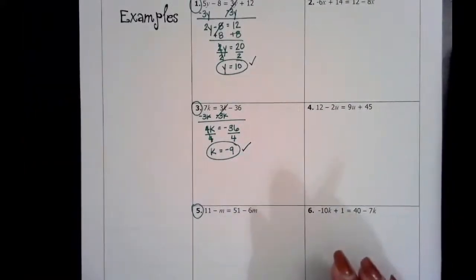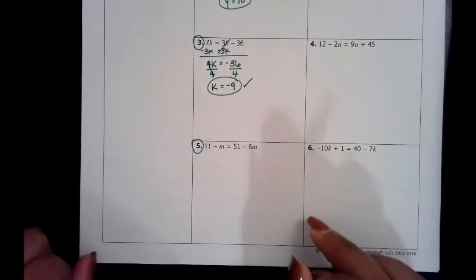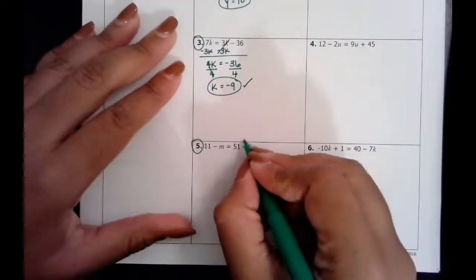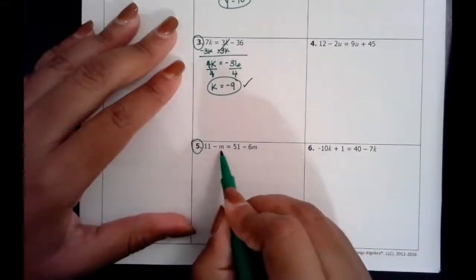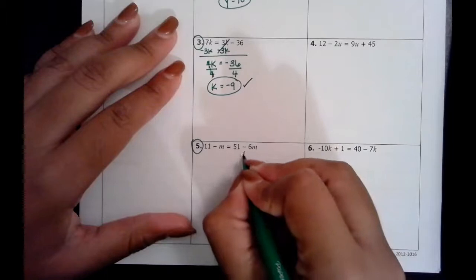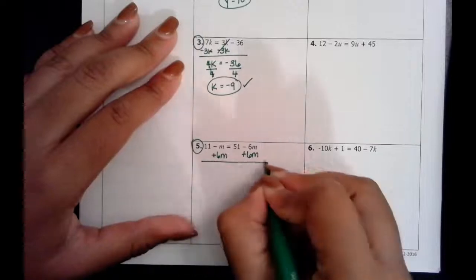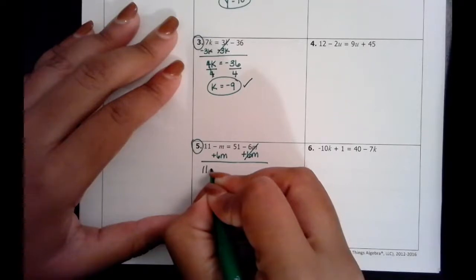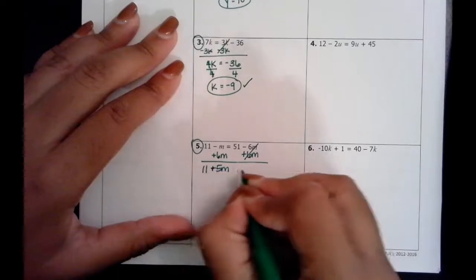Now on to the last one. We have 11 minus m equals 51 minus 6m. So I need to determine which one I need to move to make it positive. Well, this is a negative 6m and a negative 1m. Negative 6m is bigger than negative 1m, so if I add 6m to both sides, those would cross out, leaving me with 11 plus 5m. Sorry guys, took a pause there. Equals 51.